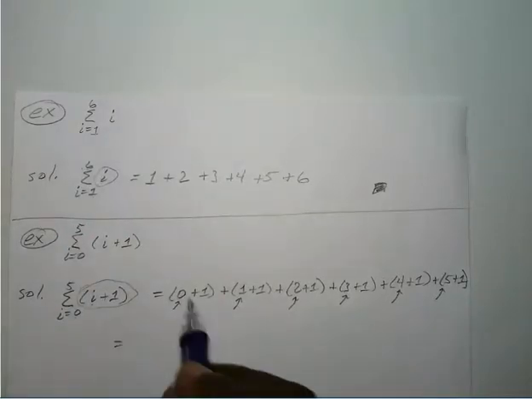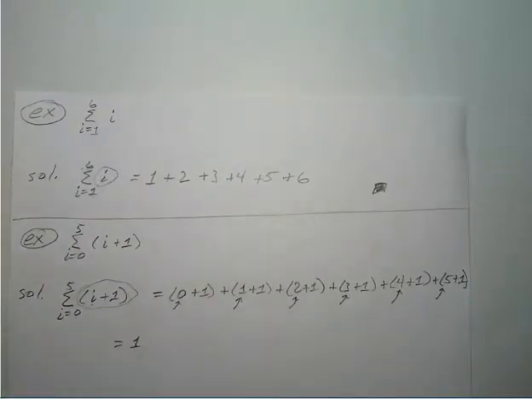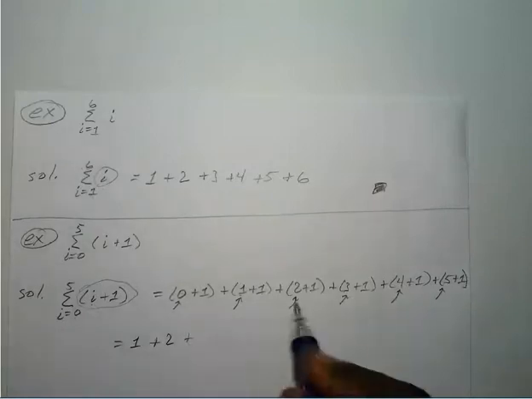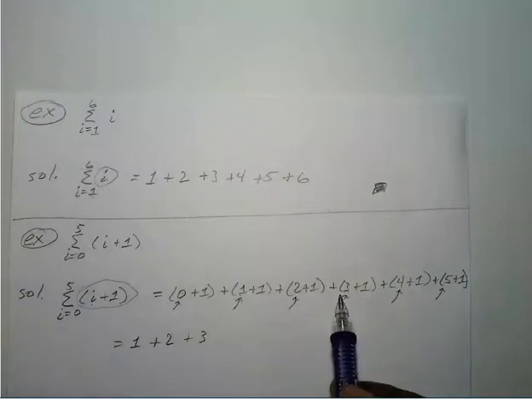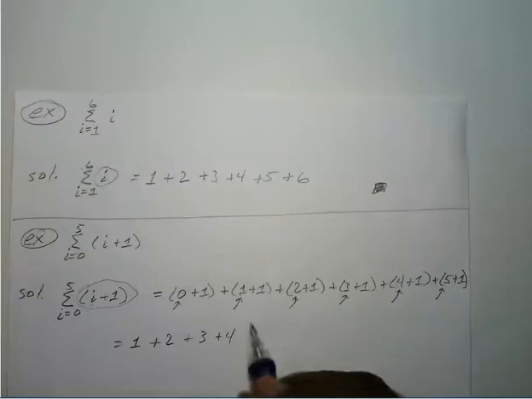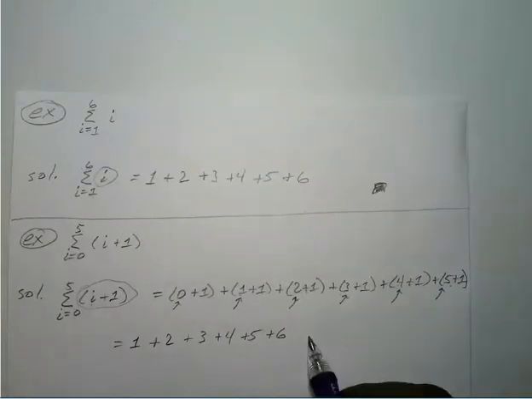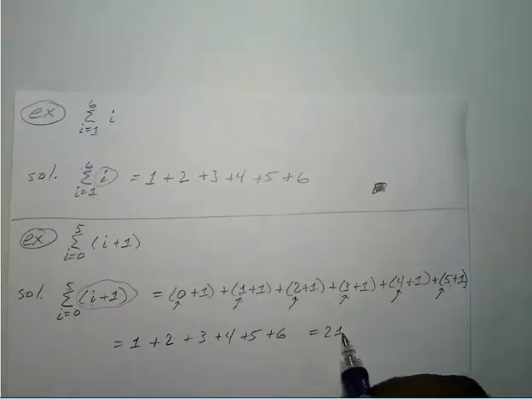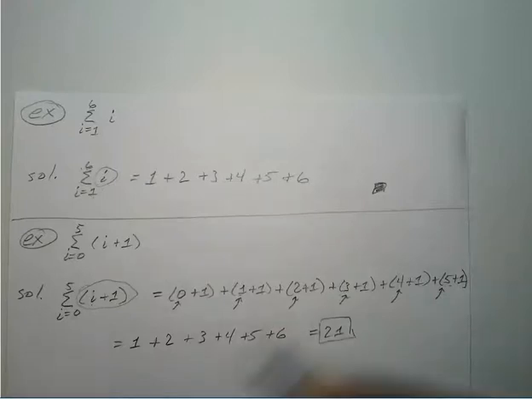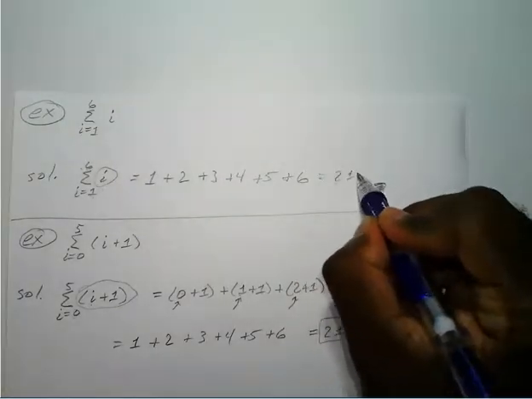Okay, so you see 0 plus 1 is just 1. Plus 1 plus 1, which is 2. Plus 2 plus 1, which is 3. Plus 3 plus 1, which is 4. Plus 4 plus 1, which is 5. Plus 5 plus 1, which is 6. And if you add them all together, you get 21. Same with up here, of course. You add them together, you get 21.